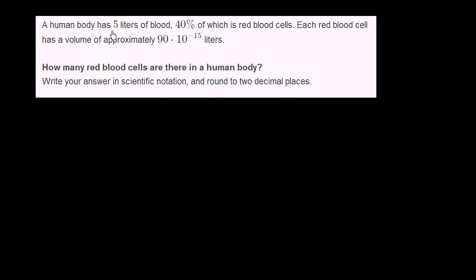So they tell us the total volume of blood in the human body. We have 5 liters. And then they tell us that 40% of that is red blood cells. So if we take the 5 liters and we multiply by 40%, this expression right here gives us the total volume of the red blood cells, 40% of our total volume of blood.